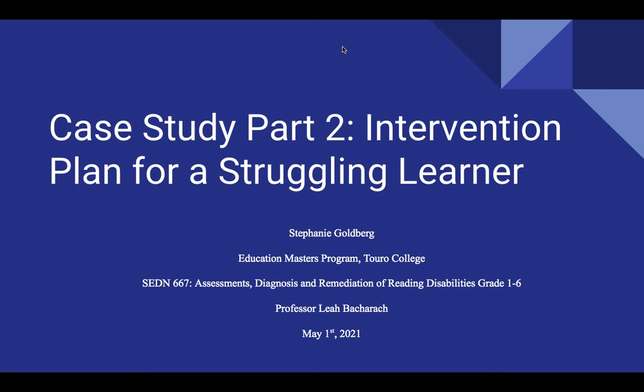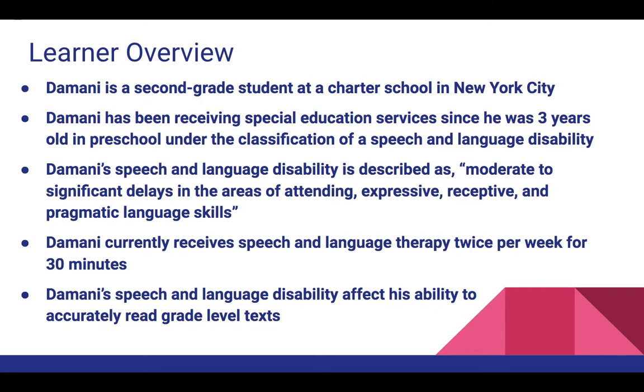This is my case study part 2 intervention plan for a struggling learner that I completed for my Touro education program. A little overview, this intervention was created for a second grade student who attends a charter school in New York City whose name is Damani.